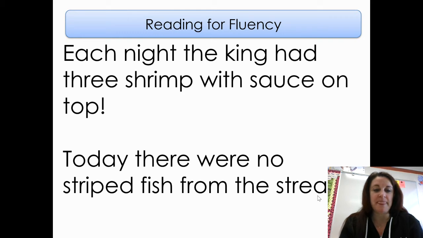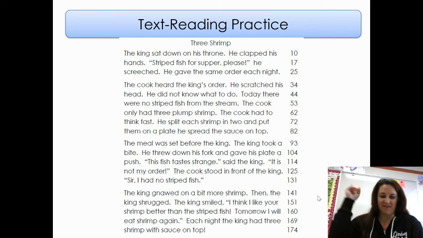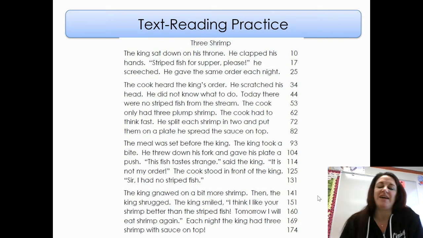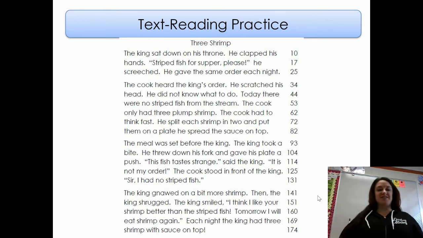All right, ready? Today, there were no striped fish from the stream. Good reading. Here is our story for the next 2 days. And we're going to read this from top with the title all the way to the bottom. You guys have got this, so sit up nice and tall. Take a nice deep breath in. Let it out. Now you've got oxygen in your lungs and you're sitting up nice and ready to read.